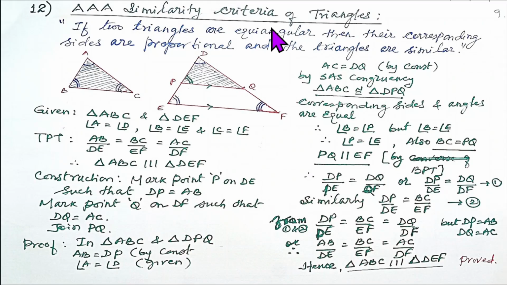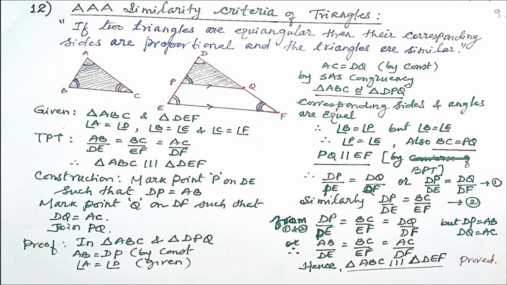Remember that. Now we will discuss the AAA similarity criteria of triangles. Now AAA similarity criteria of triangle states, if two triangles are equiangular, then they are similar. That means if two triangles are equiangular, then their corresponding sides are proportional and the triangles are similar.